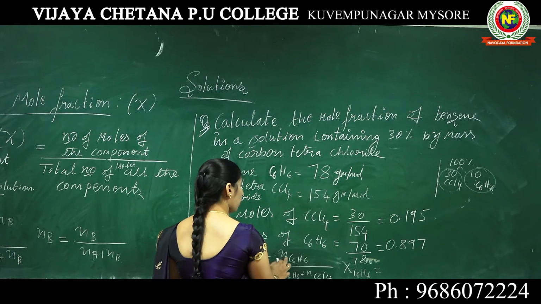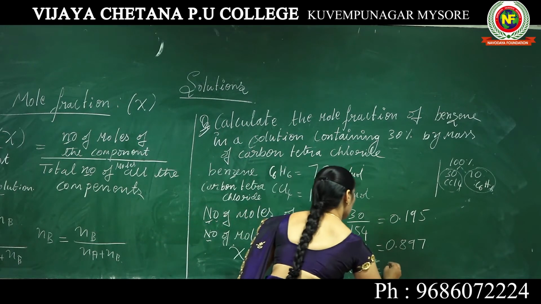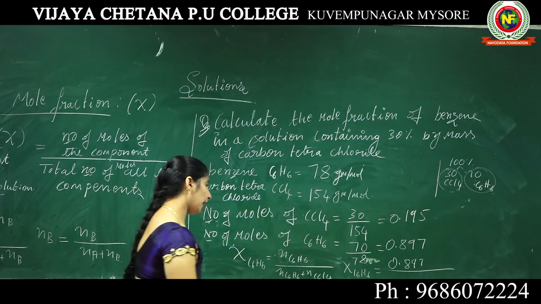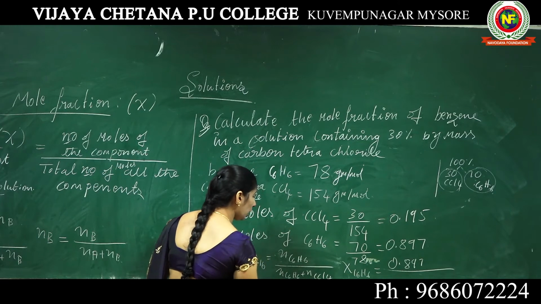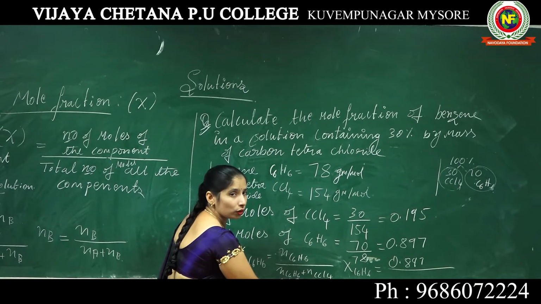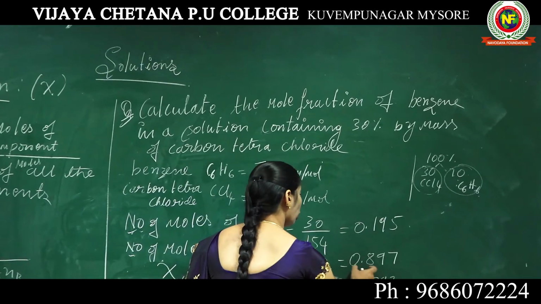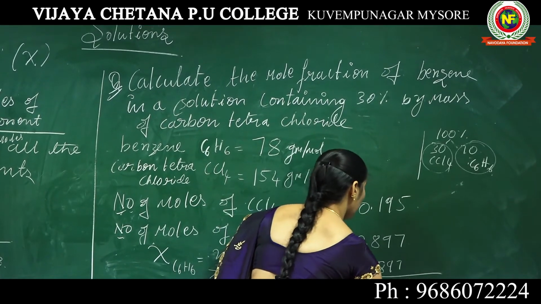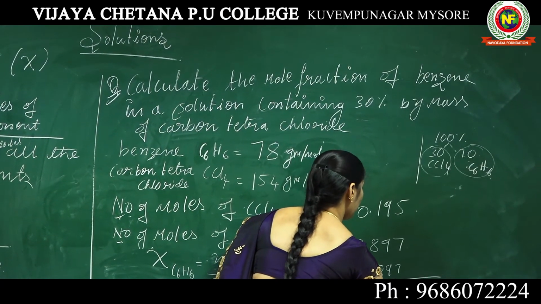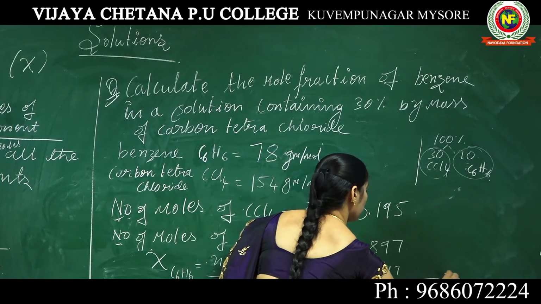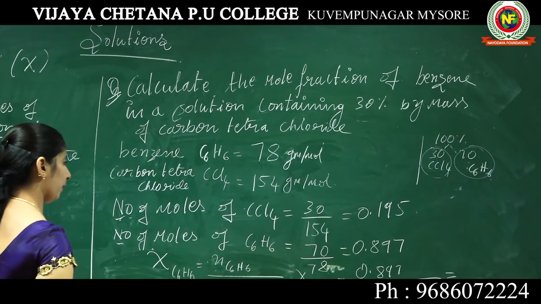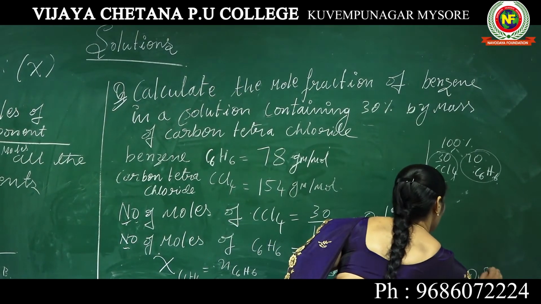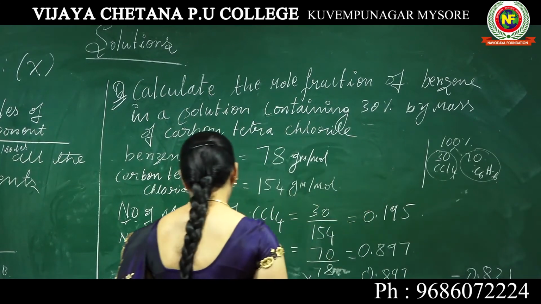So the mole fraction of C6H6 equals how much? Its number of moles of C6H6 is 0.897, by the total number of moles of all the components. Of all the components means both benzene and carbon tetrachloride, 0.897 plus 0.195. Got it? So then its value is 0.821.